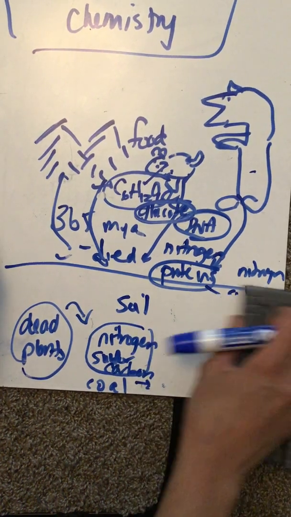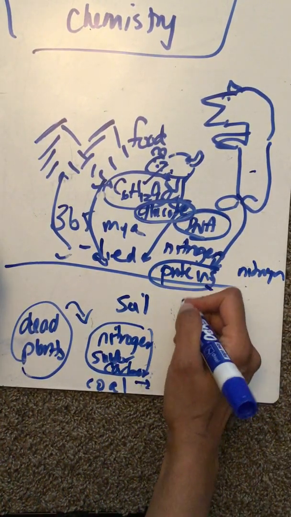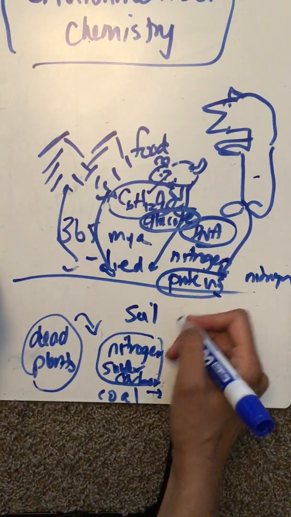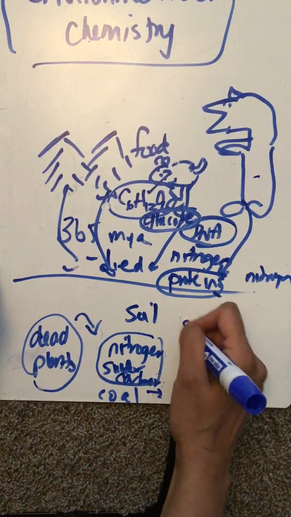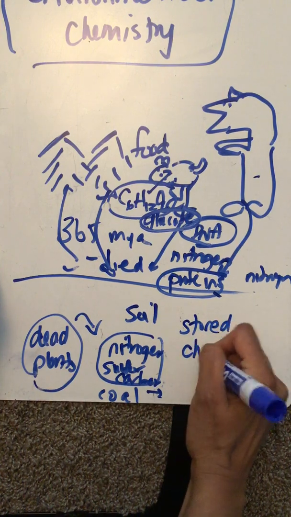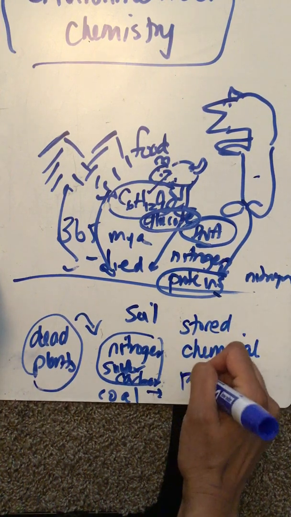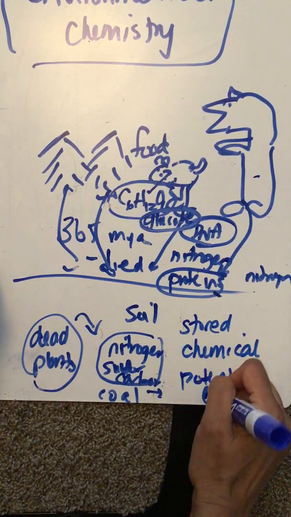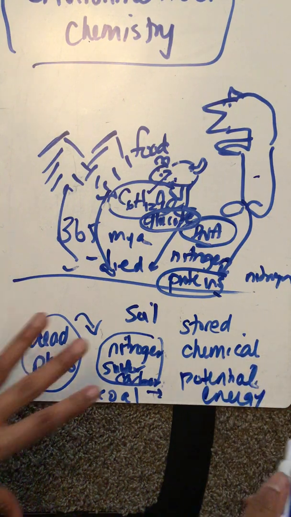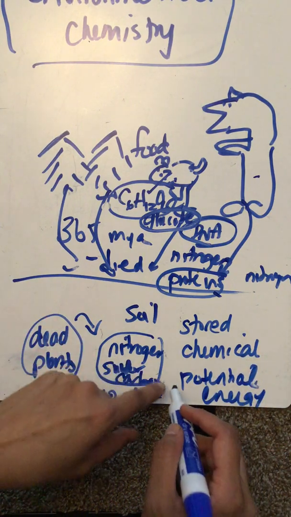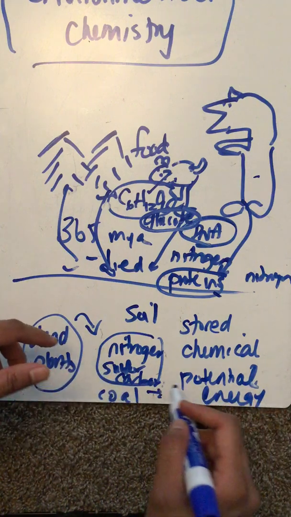Anyways, so what was I talking about? Oh yeah. So basically, coal contains stored chemical potential energy. Okay, so what is stored chemical potential energy? Well, potential energy is energy that's stored.